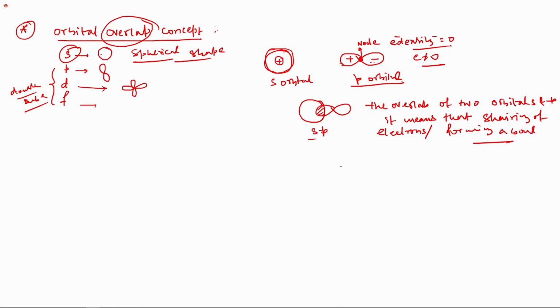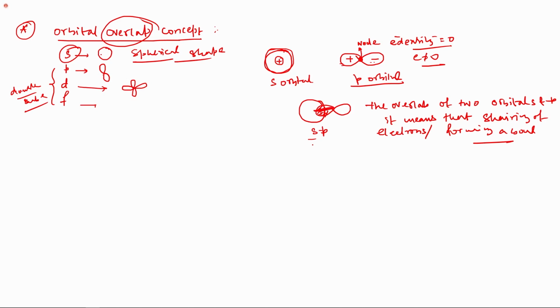Okay, so what is happening? This is the s orbital. Suppose this is hydrogen. Hydrogen has one s orbital and one electron, and the p orbital also has one electron. So these two orbitals overlap, forming an sp overlap, and they are forming a bond.